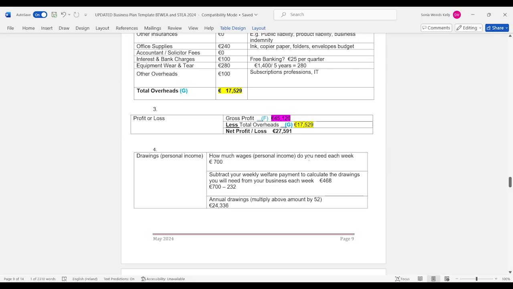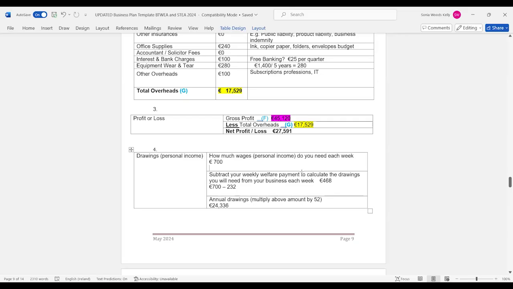So the first question it's asking you here is to predict how much personal income you need each week. So that's the total income you need. So for this example, I'm putting in 700 euros as the personal income I need to survive each week.